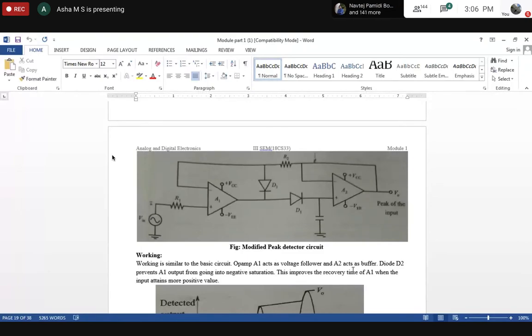The capacitor value is retained, correct? That's how you can tell that the peak is detected. But as soon as you connect the load, the capacitor cannot withstand that load, and the chances of discharging will be there. So that's why what we are going to do.